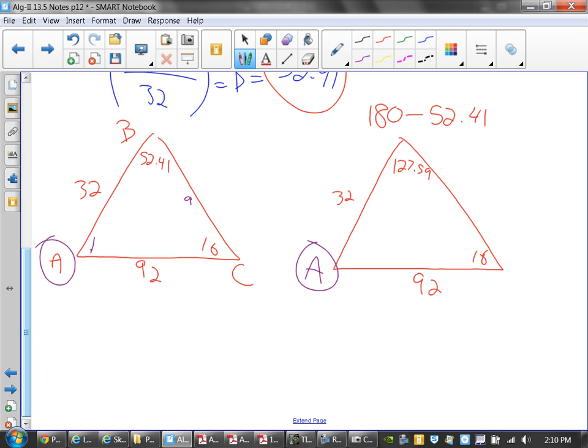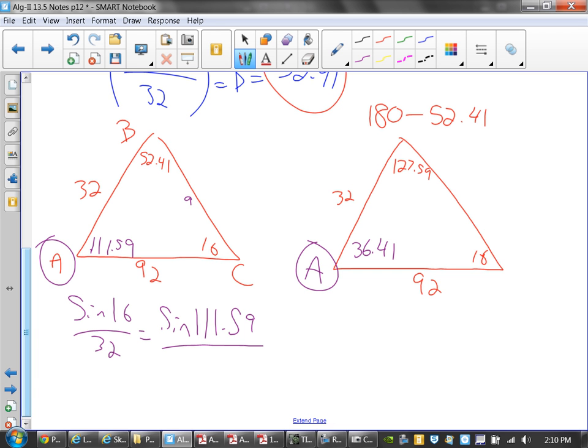You wind up with 111.59. This one is 36.41. I'm just using the sum of the interior angles of a triangle being 180 degrees to get those angles. And now I can use my law of sines. And it's going to give me two possible side lengths for A.